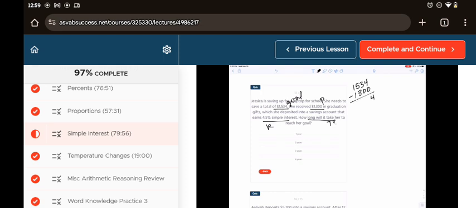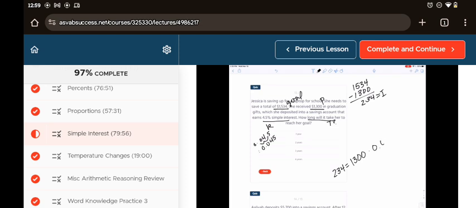So now that we have interest, principal, and rate, and we're looking for time, we can plug into our equation. So $234 is equal to $1,300, which is her principal, times the rate, 4.5%, which is 0.045, times time. So let's do 1,300 times 0.045. I'm going to do it over here.